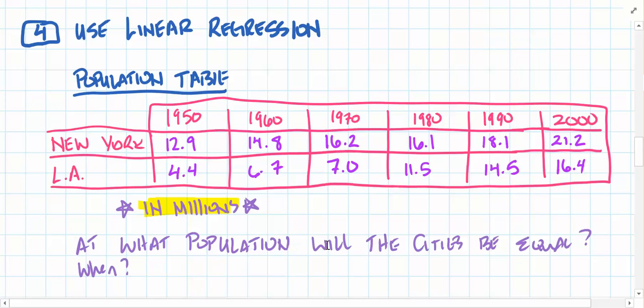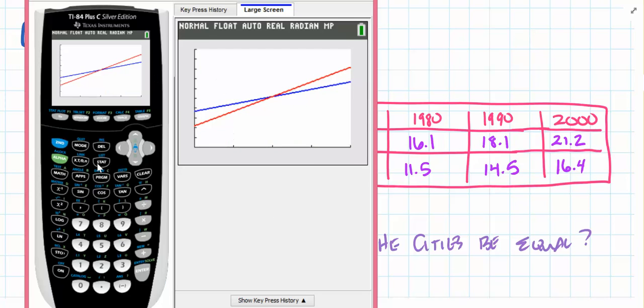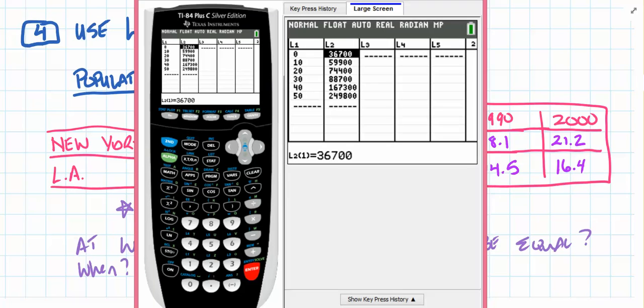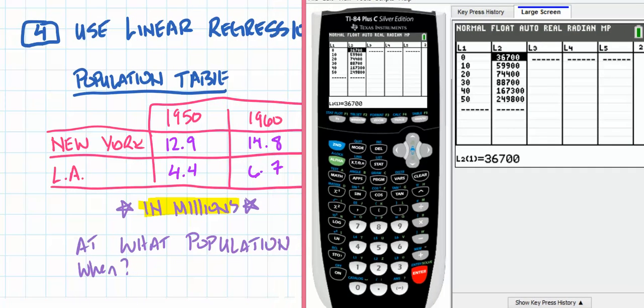So somewhere in the near future, past the year 2000, they'll probably catch up to each other. So the question is when? Well, we're going to use a linear regression to do this. That means we have to go to our stat, and we need to edit our lists here. So L1 is going to be our years, L2 is going to be New York, and L3 is going to be LA.